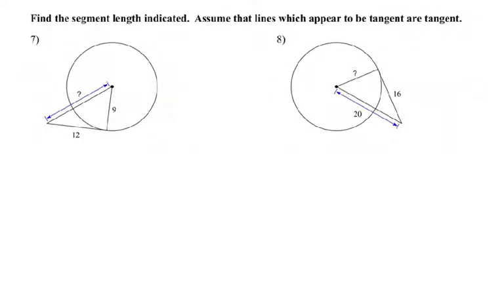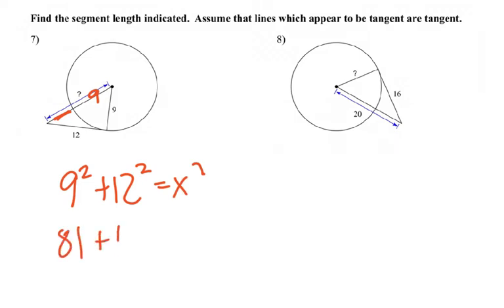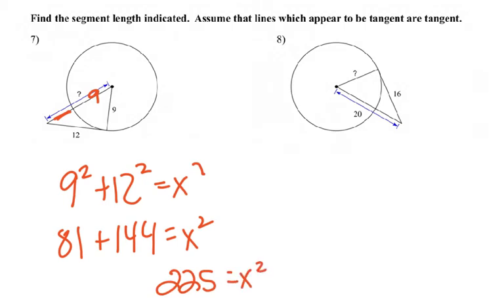Okay, the next 2 questions, it says find the segment length. So we're trying to find this entire thing right there. Now, we know that part of it is 9, so I know that this much of it is 9, but that doesn't really help me find the last piece. So what I'm going to do is 9 squared plus 12 squared equals x squared. So that's 81 plus 144 is equal to x squared. So 81 plus 144 is 225. And I know that that's going to be 15 for this entire piece.